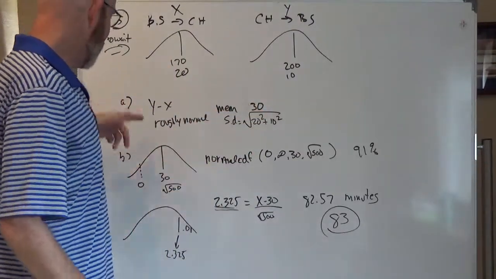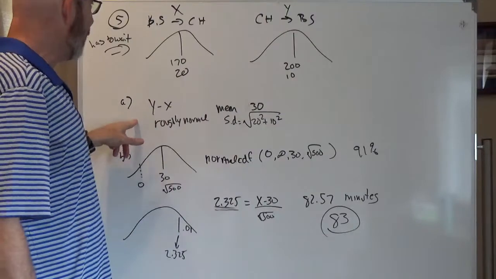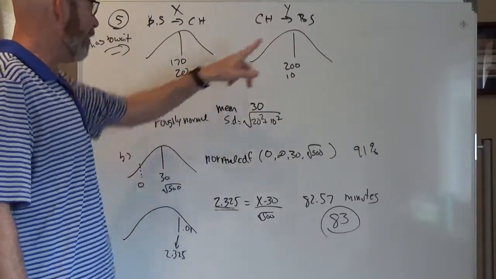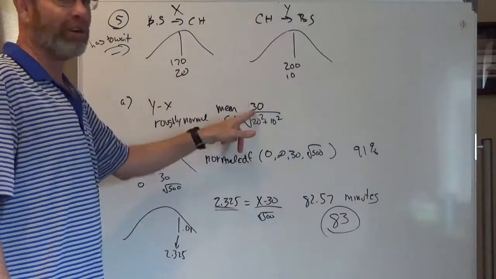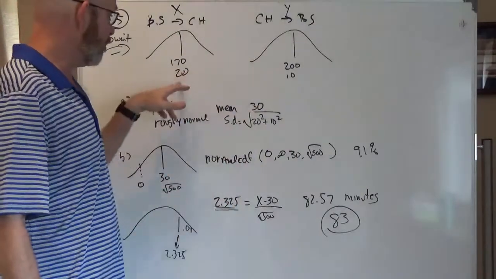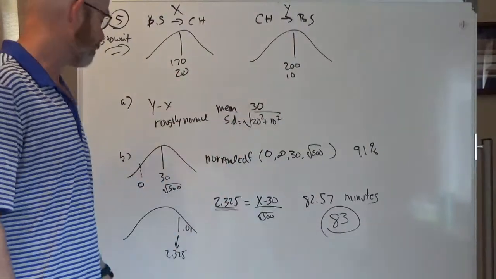So anyway, the first one says, what's the distribution of y minus x? So you got these two independent. It's going to be roughly normal. It's going to have a mean of y minus x, 200 minus 170, or 30. It's going to have a standard deviation of the sum of the variances, right? So 20 squared plus 10 squared, square root.